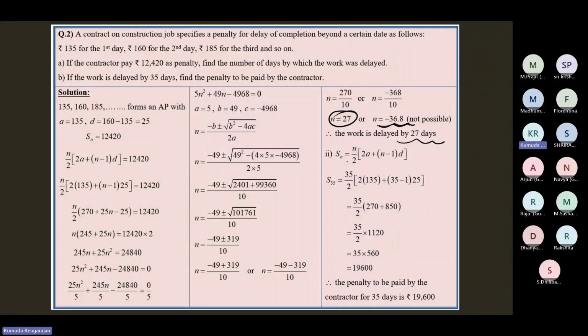In the second case, you'll have to find S35. You know A, you know D, and you know N is 35. You know the value of A and D, because you know the AP and its terms. Remember, in AP, we just need three values, A, N, and D. Remember this word AND. A is the first term, D is the common difference, and N is the number of terms. So substitute and find S35, which is the penalty to be paid for 35 days. Yeah, go ahead, children.